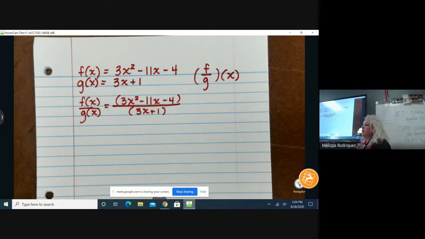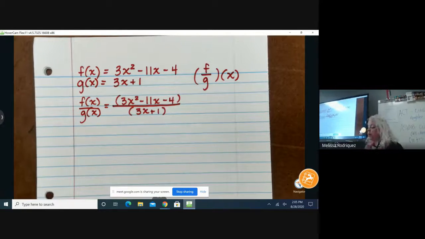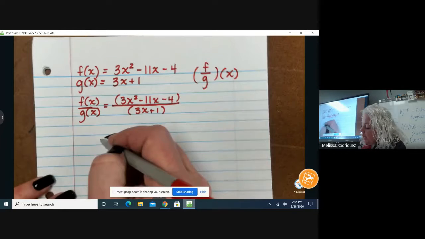What are we going to have to do on this one? A lot. What do you need to do to this top? Well, I can't do the difference of two squares. So what are you going to have to do? Factor it.